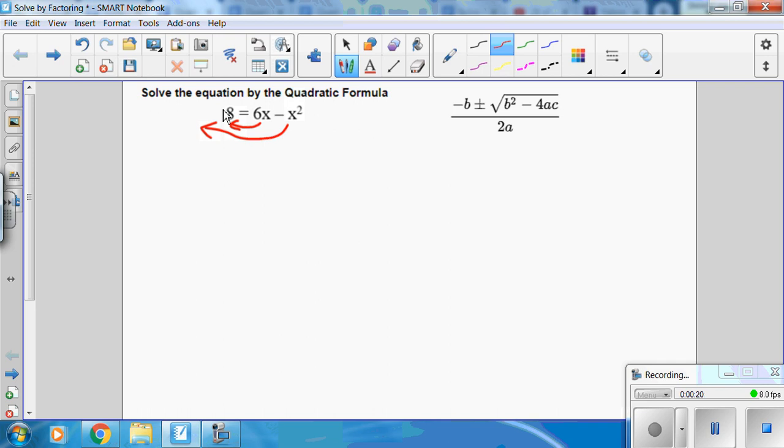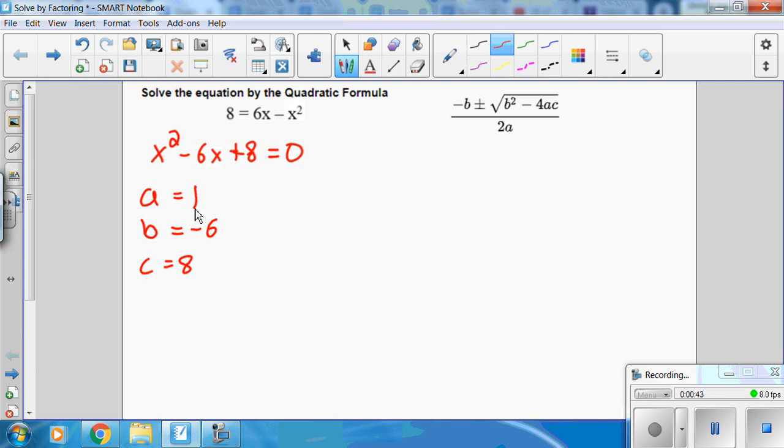So when we do that, negative x squared will become positive x squared. 6x becomes negative 6x. And then you still have the positive 8 that stays over there on the left side. So now a is 1. b is negative 6. c is 8. And we're going to plug all this stuff in right here.